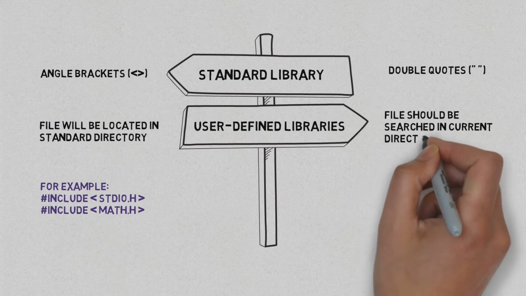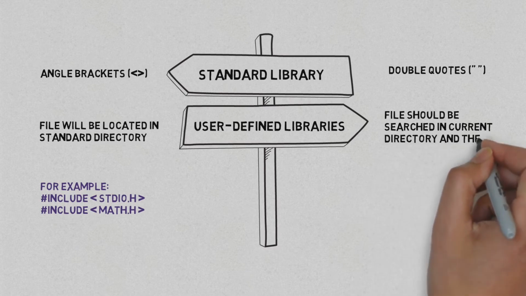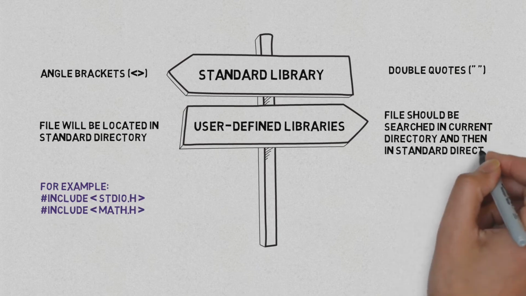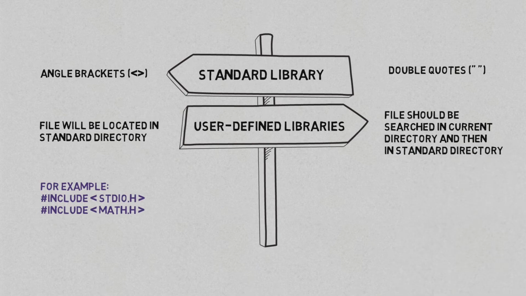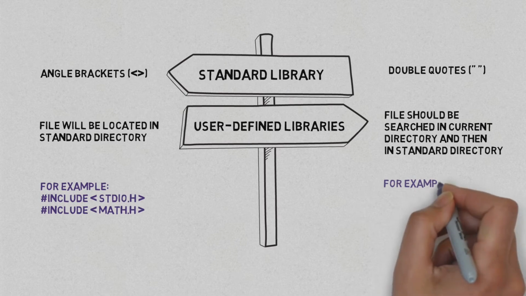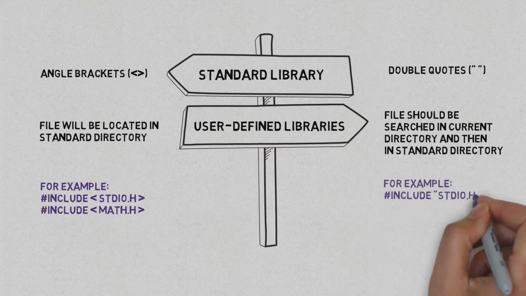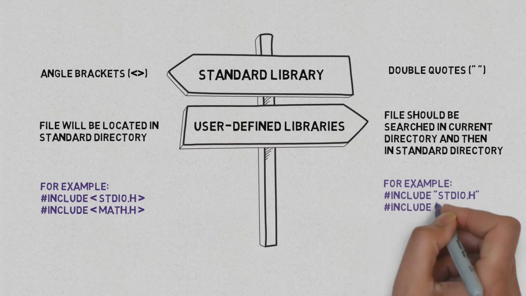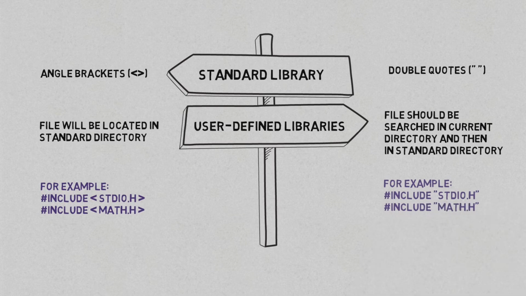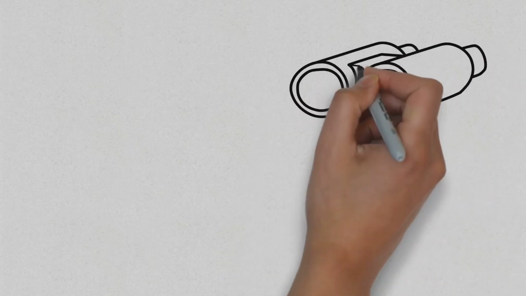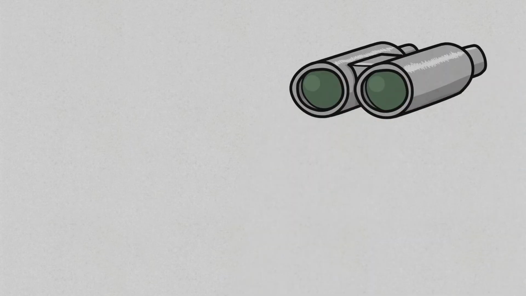Now we can see an example for this also. #include "stdio.h" in double quotes. Double quotes we have seen. Why are we using double quotes? We are using double quotes in order to tell GCC that maybe this header file is stored in my current directory. Please go to the current directory and take the library, or if it is not there, then please go to the standard directory.